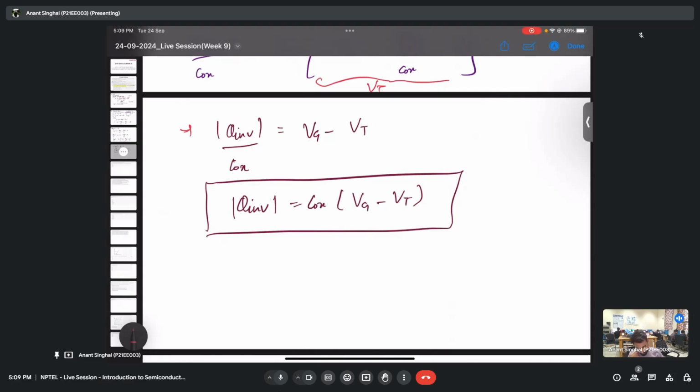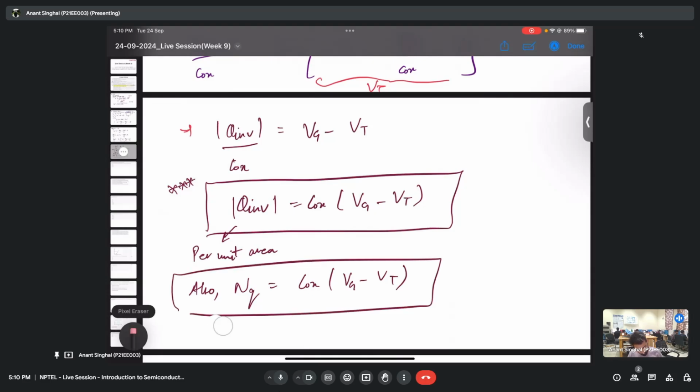So basically the inversion charge is a linear function of the gate voltage. This is a very important relation in context to the derivation of the MOSFET that we'll be doing. This is the inversion charge density basically, and this is per unit area. I can write this Q inversion as NQ, which is nothing but Cox times Vg minus Vt, where this N will be the number of electrons per unit area. So this will be the basic motivation of going towards the MOSFET.